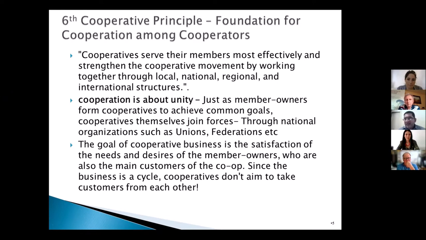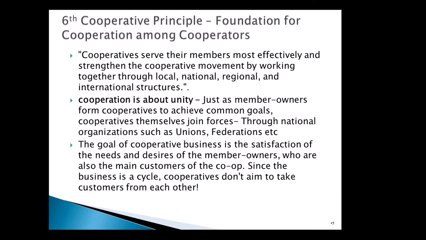So what is the need, significance, and benefits of cooperation among the cooperatives? Cooperation, as we know, serves their members most effectively and strengthens the cooperative movement by working together through local, national, regional, and international structures. Cooperation is about unity, we all know, because without unity, a cooperative cannot survive, cannot exist. Just as members, owners, form cooperatives to achieve common goals, cooperatives themselves join forces through national organizations such as unions, federations, and associations. The goal of a cooperative business is the satisfaction of the needs and desires of the members, owners, who are also the main customers of the cooperatives. Since the business is a cycle, cooperatives don't aim to take customers from each other.